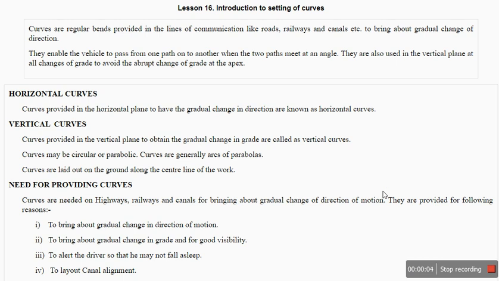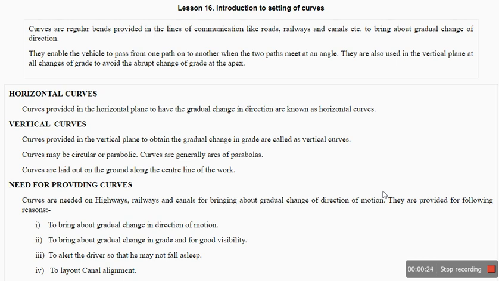Hello students, in the previous class we studied about the tachymeter, and in this video we are going to study about curves: what is the necessity of a curve, what are the types of curves, and where we use these curves.